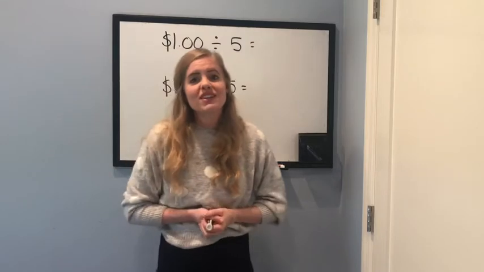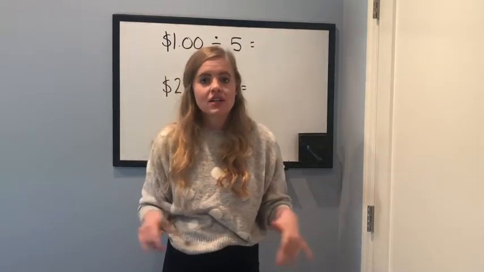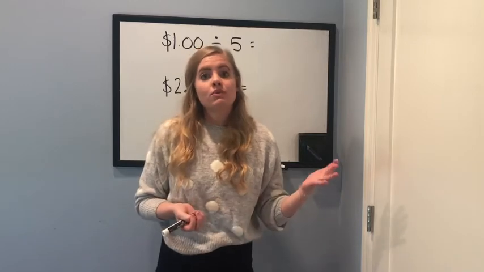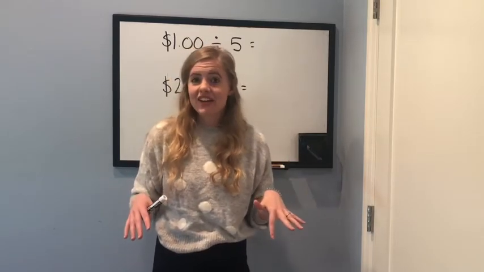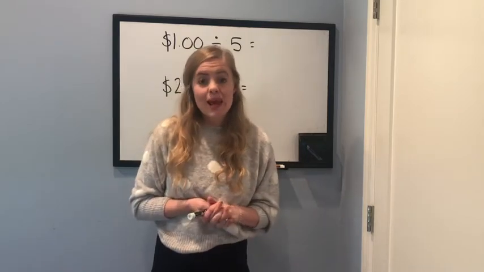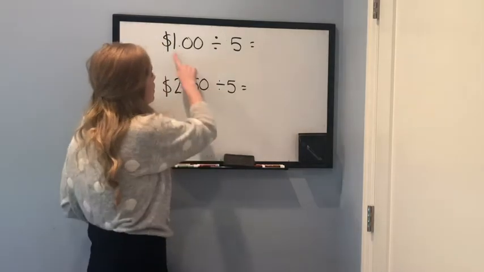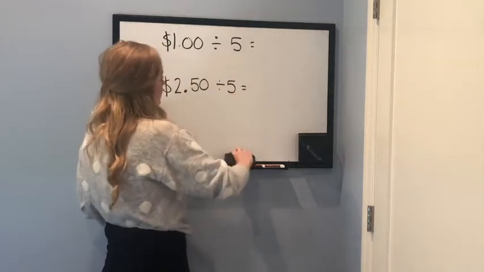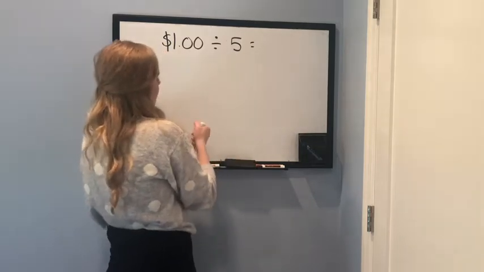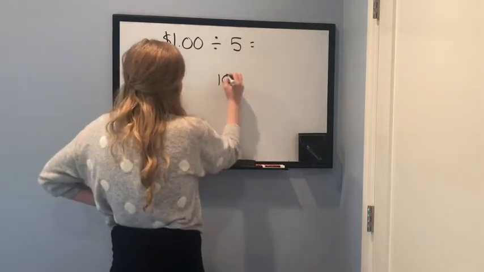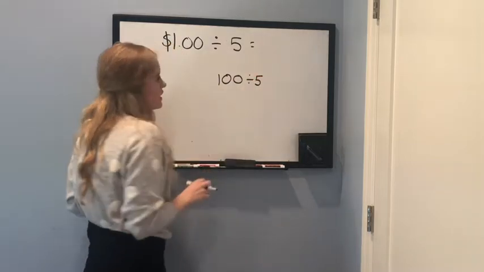Now this is a pretty simple math division question, right? And remember, when we were multiplying money, we got rid of the decimal and then added it back in later. I'm going to have you do the same thing when we're dividing money. So instead of having $1 divided by 5, I'm just going to erase this for now. We're going to actually have 100 divided by 5. Now you can solve this any way you want.